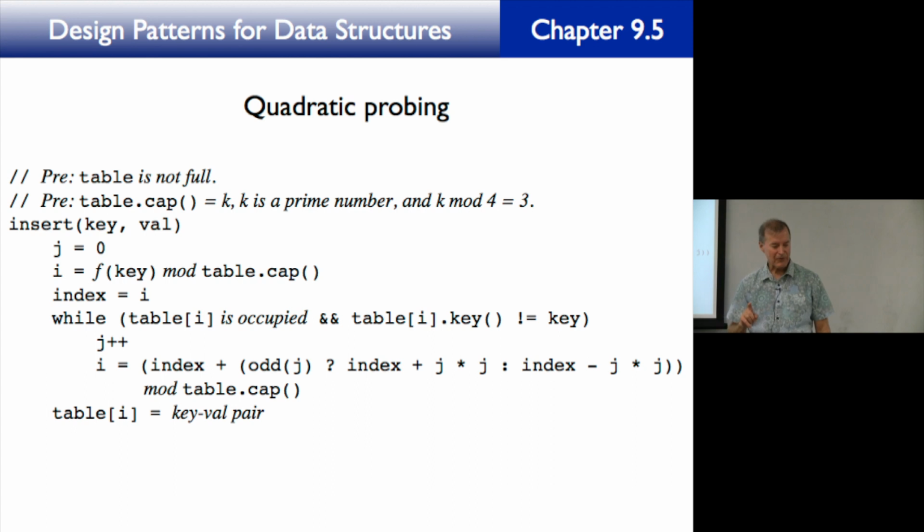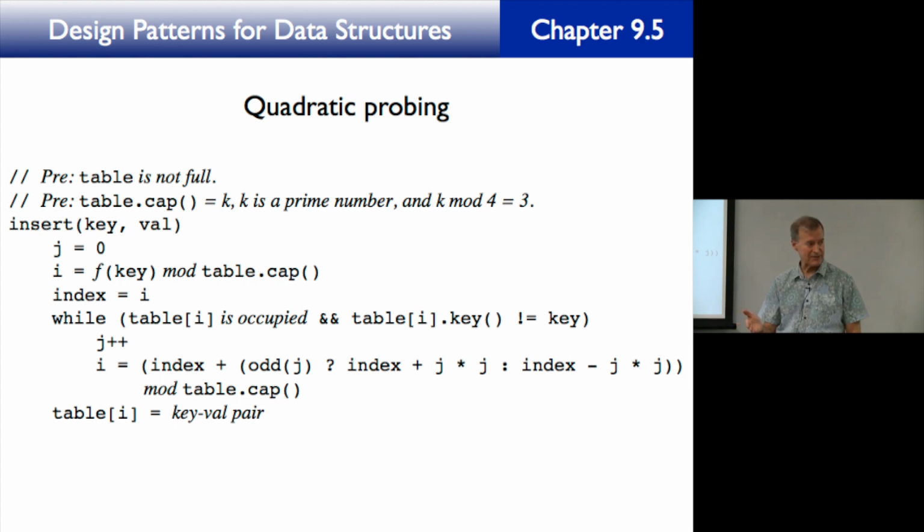Now check this out. With quadratic probing, we have two preconditions. First of all, the table is not full. Second, we have a precondition for what the capacity of the table is: table.cap equals k, and k is a prime number, and k mod 4 equals 3. We'll see why that is in a minute. But let's see if we can read what the code does. First, we have a local variable, j gets 0. Are you with me? And then i gets f of key mod table.cap, and then we save the initial index of where it was hashed to. So index gets i. So index will never change from here on out.